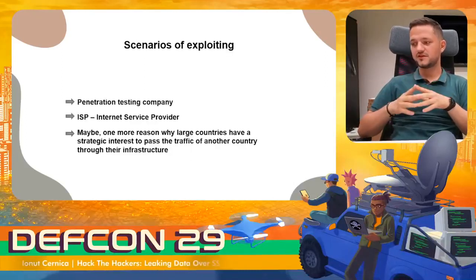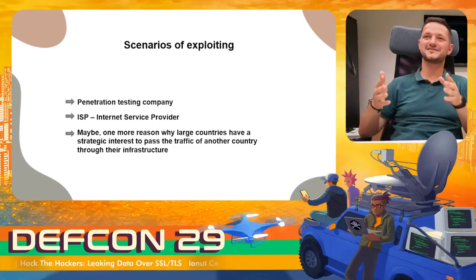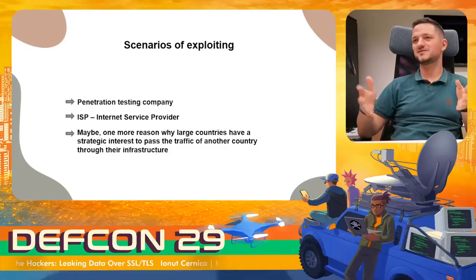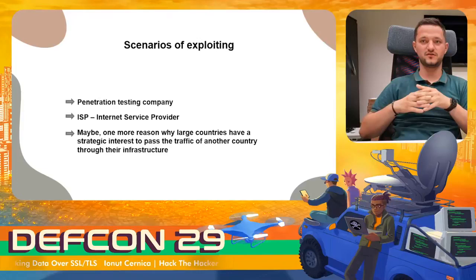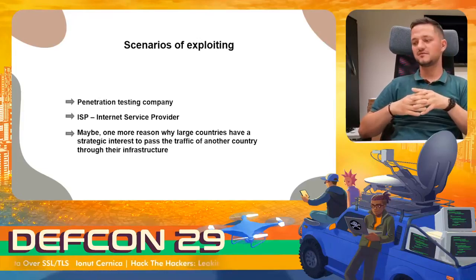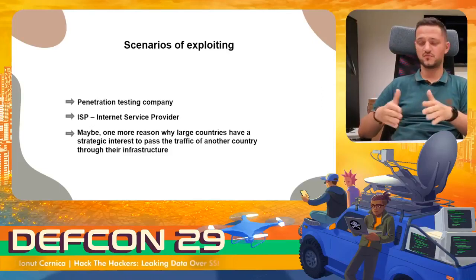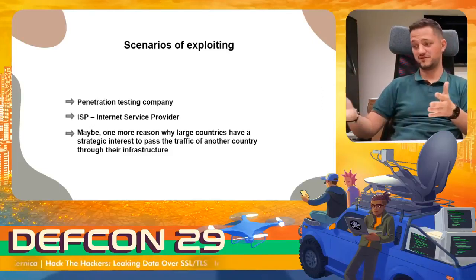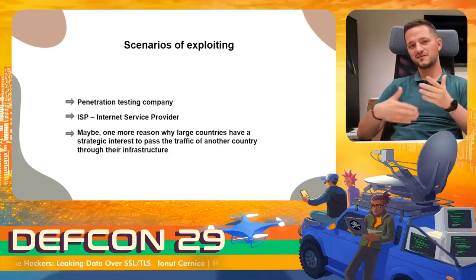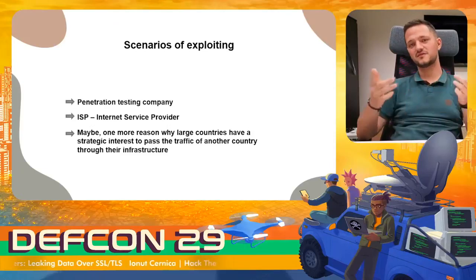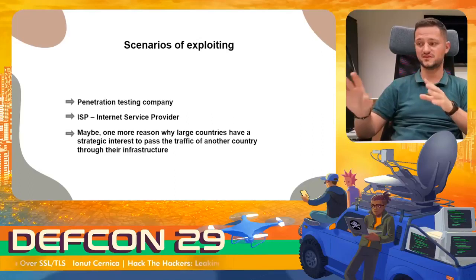Scenarios of exploiting: we have a penetration testing company doing a penetration test, and our pen tester is extracting the database from a vulnerable web application with SQLmap. This can be a huge problem, because someone with the encrypted traffic from his company, or the internet service provider, which is the second scenario, can look at his traffic, reverse the steps and take the same database as the penetration tester did. This scenario will be included in our demo.